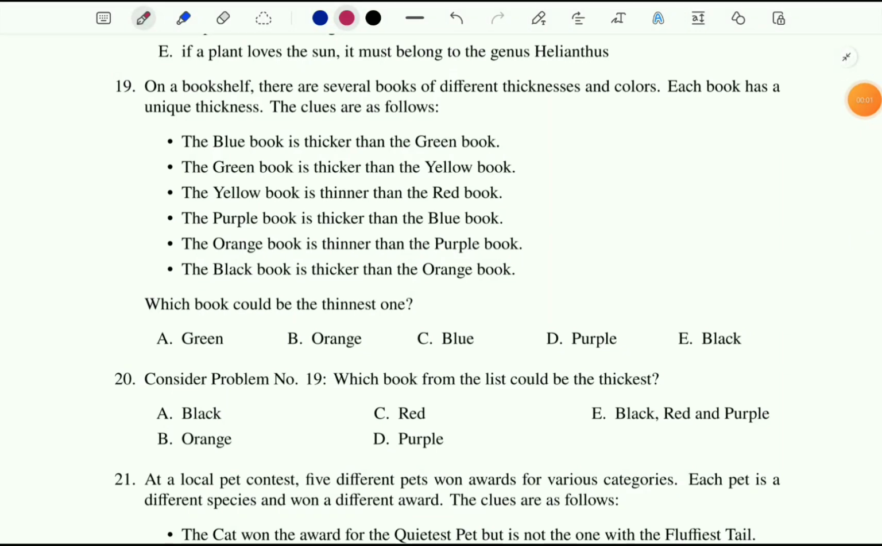As I said earlier, today we are going to solve logical problems. I am going to solve two, problem number 19 and problem number 20. So let's start. On a bookshelf, there are several books of different thickness and colors. Each book has a unique thickness. The clues are as follows.